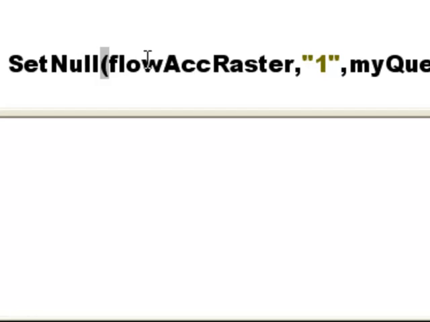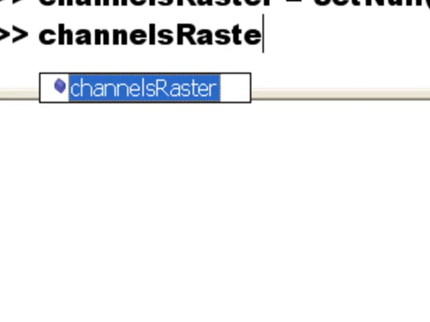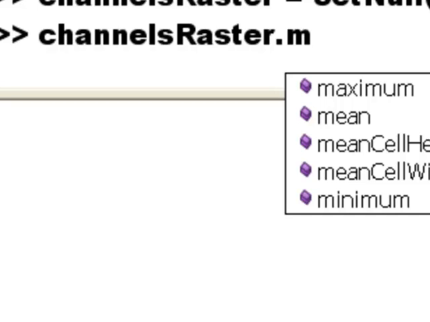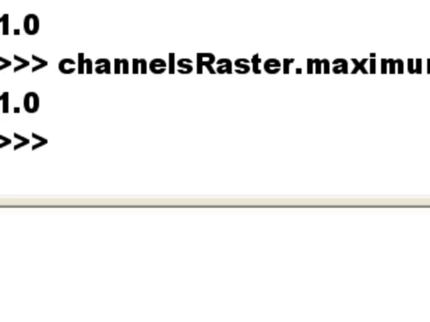So the Set Null tool looks at this flow accumulation raster, and if the question is true, so if the value is less than 2,000, then it becomes no data. And if it's greater than 2,000, the pixel is assigned a value of 1. So we could double check by looking at our channels raster and looking at the property .minimum, and then look at the property .maximum. So it does have 1 as the only value in that raster.